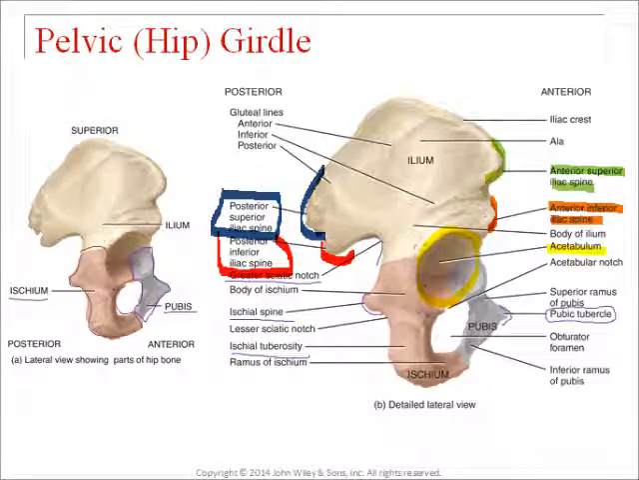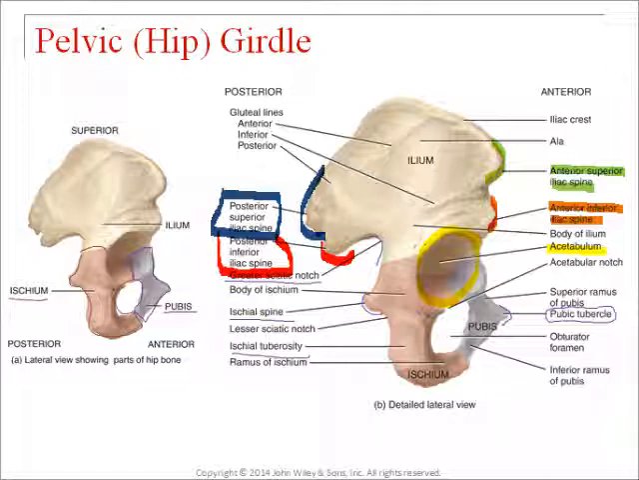After reviewing the bones of the appendicular skeleton on the upper extremities, we'll now take a look at the lower extremity bones, beginning with the hip girdle. Remember earlier we mentioned that there are two girdles that are part of the appendicular skeleton, which would be the shoulder girdle and the pelvic or hip girdle.